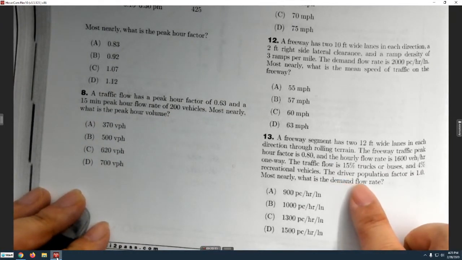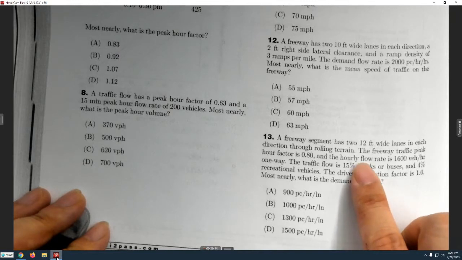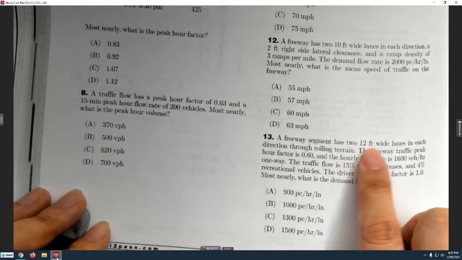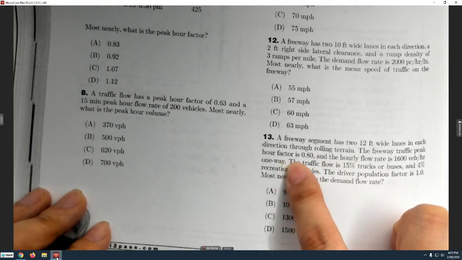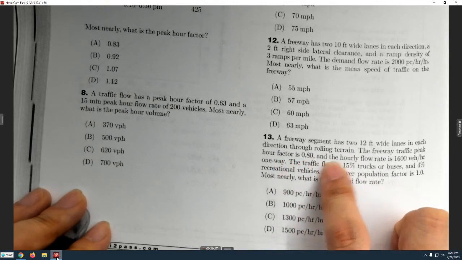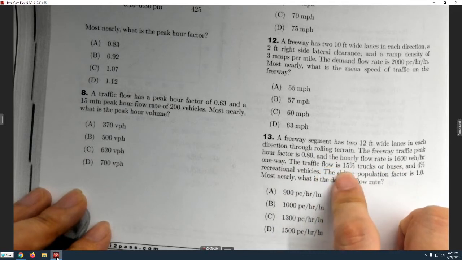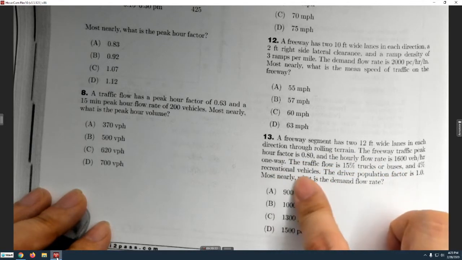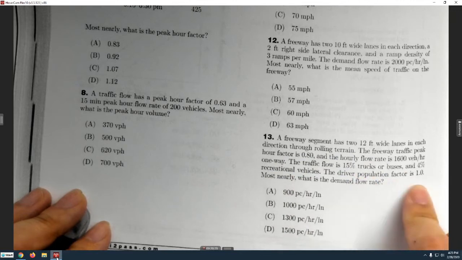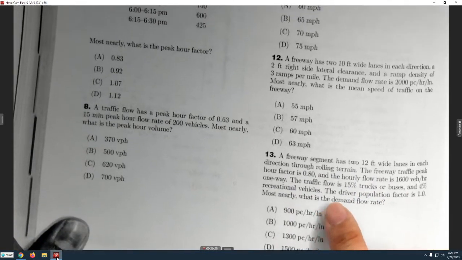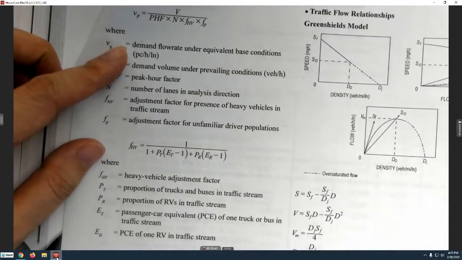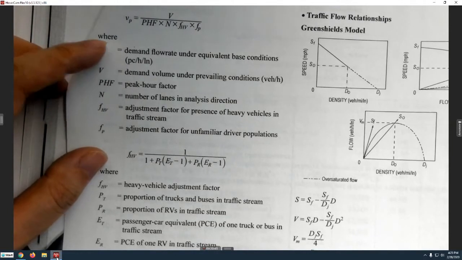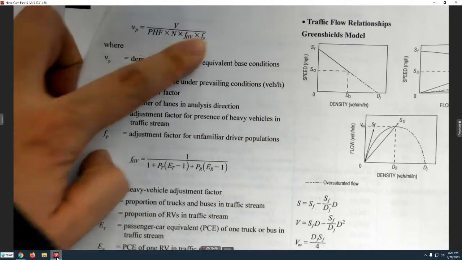This one is the heavy vehicle adjustment factor, because this one tells you the lane width, and it also tells you this is rolling terrain, and the peak hour factor, hour flow rate given, 15% trucks versus 4% recreational vehicle, and the population factor is 1. So for this one, you need to use reference book page 177.